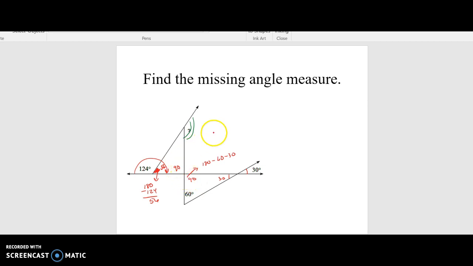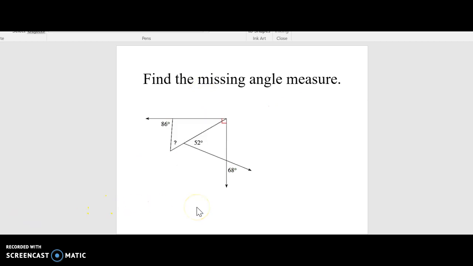So that's 90. And now, this angle here, I'm basically using this triangle to find that angle measure. So 180 minus 90 minus 56, which will give you 34 degrees. And now what do these two angles have to add up to? That question mark would be equal to 180 minus 34, which gives you 146 degrees. Okay, so it's taking it piece by piece. Try this next one on your own and then come back and look at your answer.